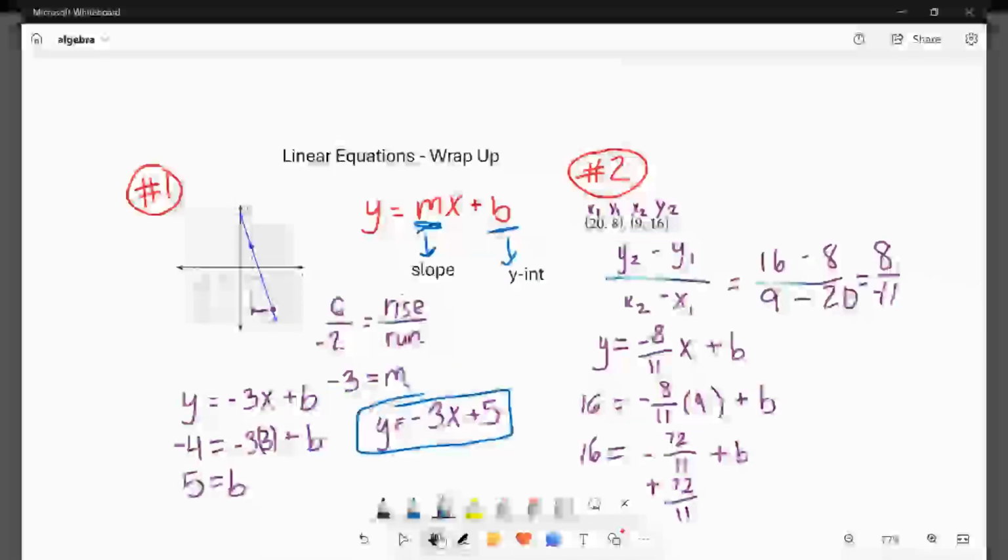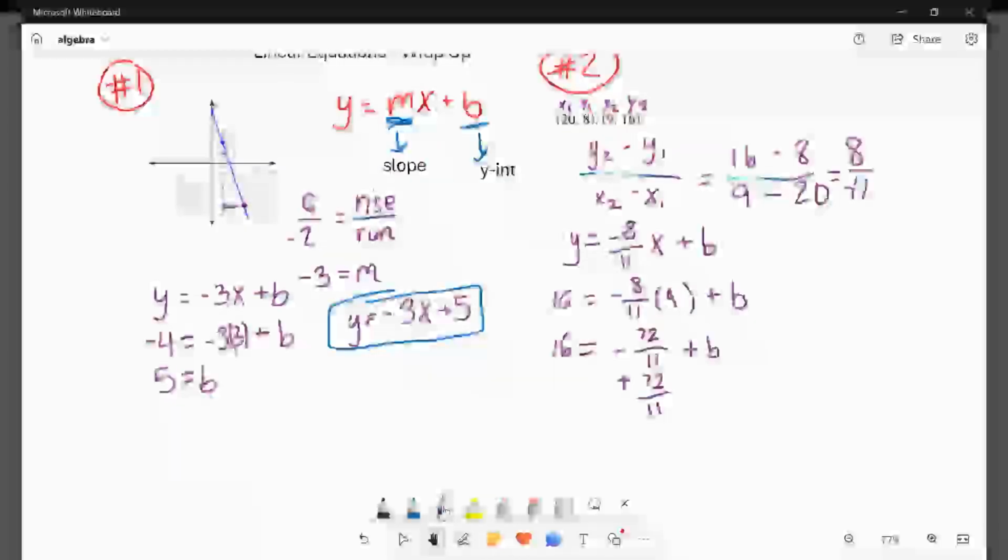Let's give us some more space to work here. All right, 72 over 11. Oh boy. And 11 is a prime number, right? So we can't simplify this, unfortunately. Okay, so 16. Let's give it the same denominator, right? Common denominator. So 16 times 11 over 11. And if you need help with common denominators, I will make the next video on that.